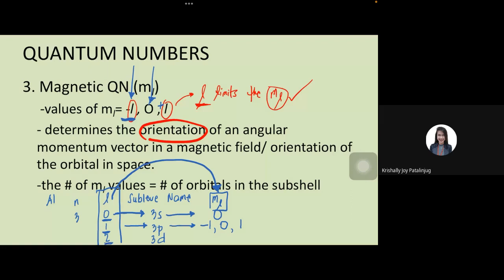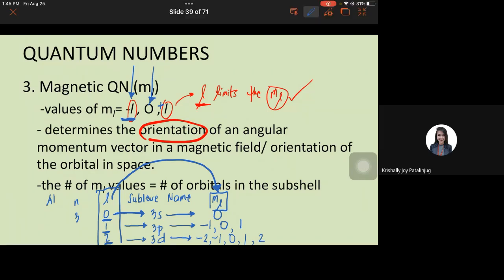Next, if L is 2, so from negative 2, followed by, what's next to negative 2? Negative 1. Followed by 0, then go on with positive 1 and positive 2. All right, so that's how you write the m sub L values. Another importance of m sub L values is the total number of m sub L values that resulted, which is also equivalent to the total number of orbitals in the subshells.